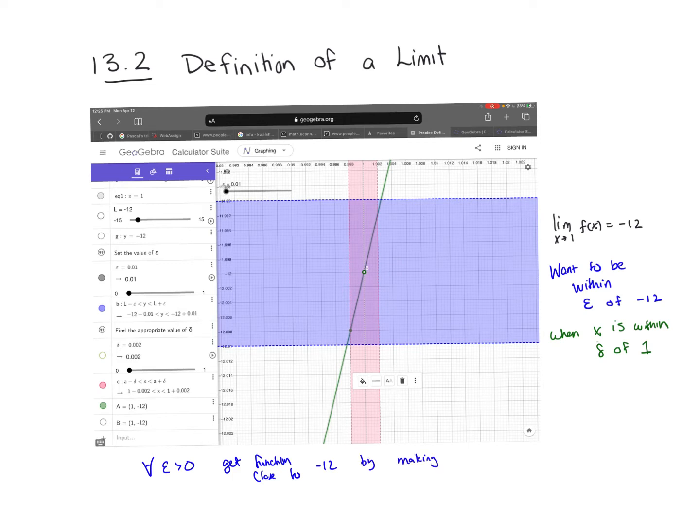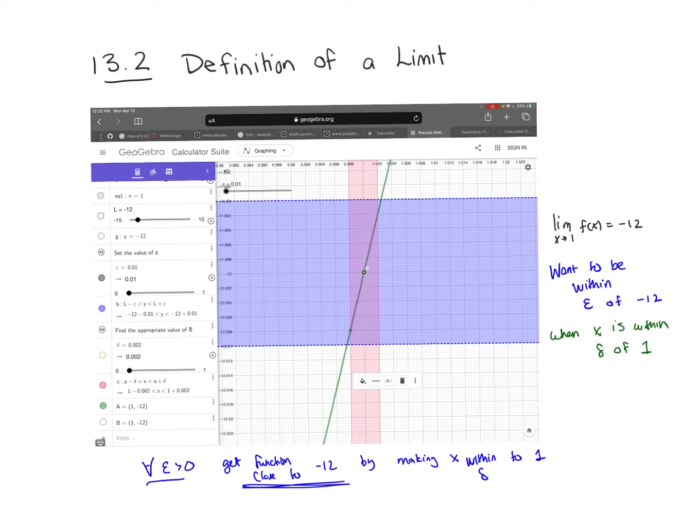So for every epsilon greater than 0, we can get the function value to be within epsilon of negative 12 by taking x to be within some delta of 1. So let's go ahead and write that out. We have, for every epsilon greater than 0, we want to get our function close to negative 12 by making x within some delta of 1.